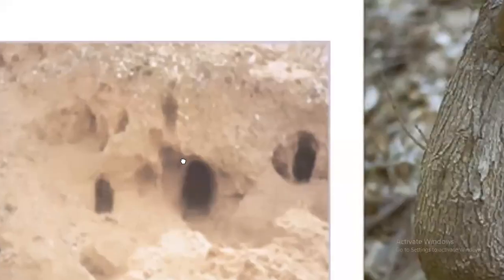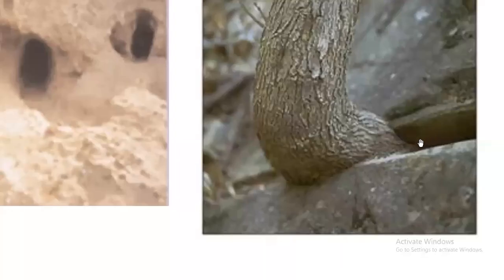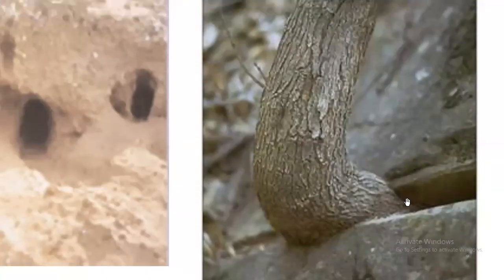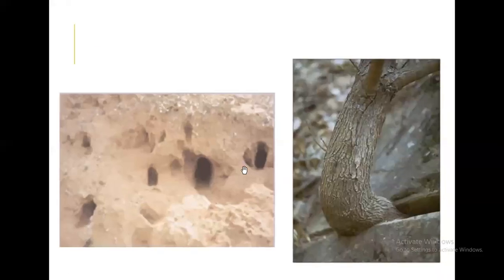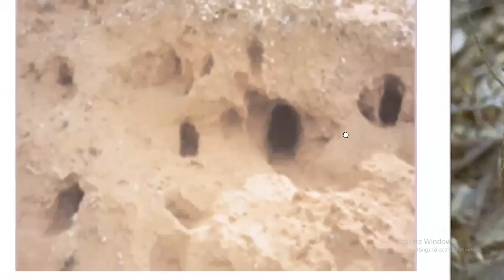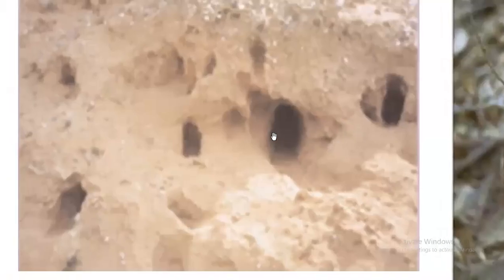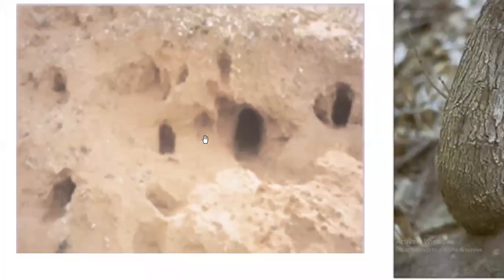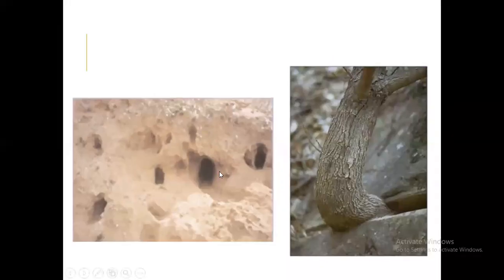Plants and animals. When the stems or roots of plants grow in size, they make the rocks split. And even animals, when they make burrows, like ants, rabbits, and mice, they all cause weathering in rocks.